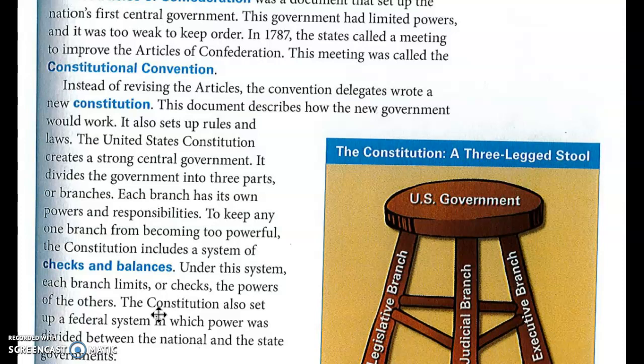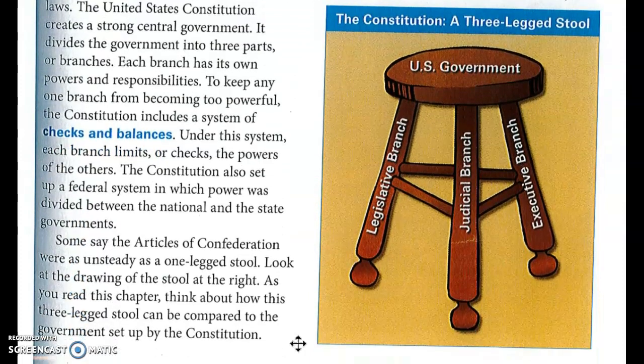To keep any one branch from becoming too powerful, the Constitution includes a system of checks and balances. Under this system, each branch limits or checks the powers of the others. The Constitution also set up a federal system in which power was divided between the national and the state governments. Some say the Articles of Confederation were as unsteady as a one-legged stool. Look at the drawing of the stool at the right. As you read this chapter, think about how this three-legged stool can be compared to the government set up by the Constitution.